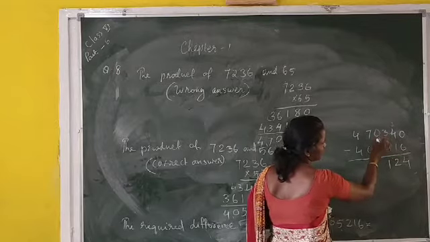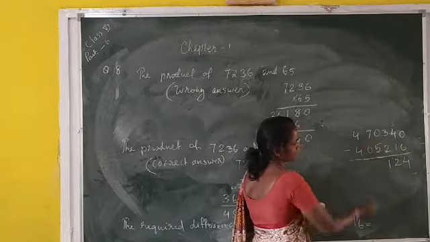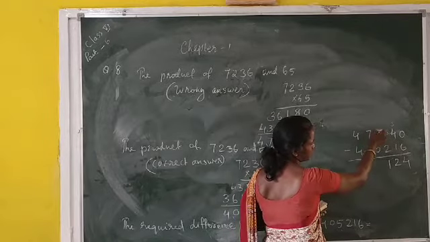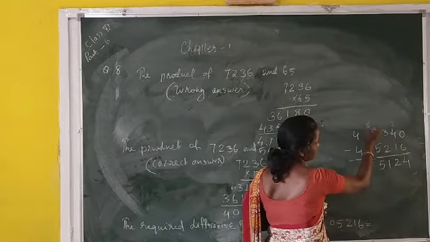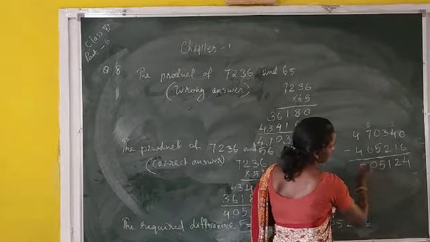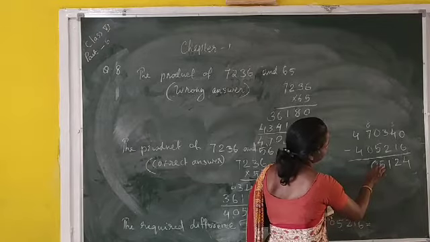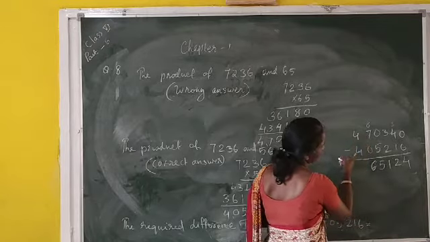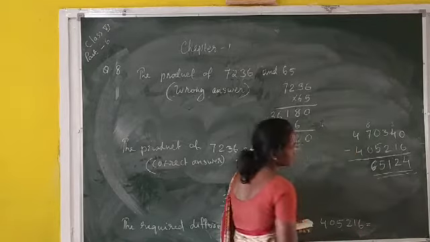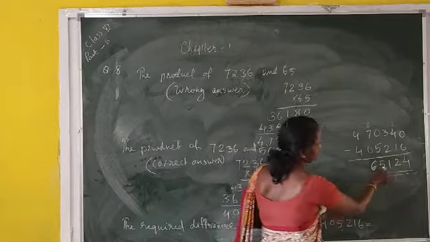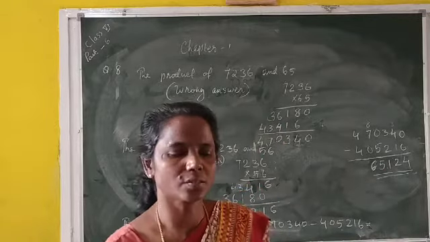Here also look. 0 is not, 5 is not subtracted from 0, so we take 1 from 7. So 10 minus 5, 5. Here balance which number is 6. That 6 minus 0, 6, and 4 minus 4, 0. So what is the answer here? 65,124. Then next one more question.